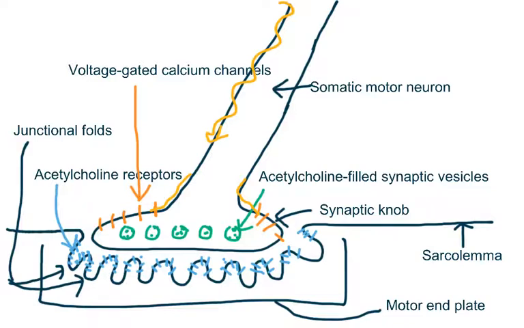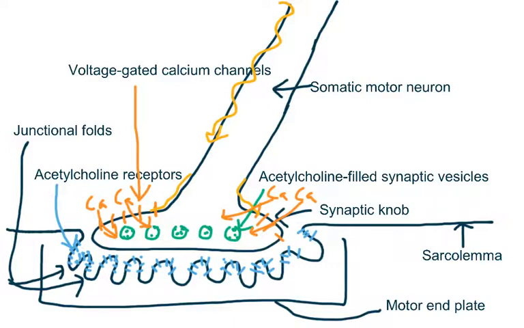Now, calcium is higher in the extracellular fluid than it is in the intracellular fluid. So when we open those voltage-gated calcium channels, calcium is going to come into the cell, into the synaptic knob. Now, if you want to write out steps, I would write something like: the action potential travels down the somatic motor neuron and opens voltage-gated calcium channels on the synaptic knob as step one.